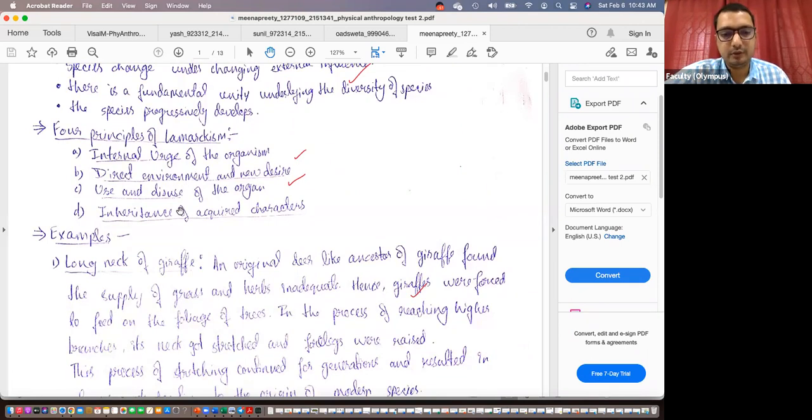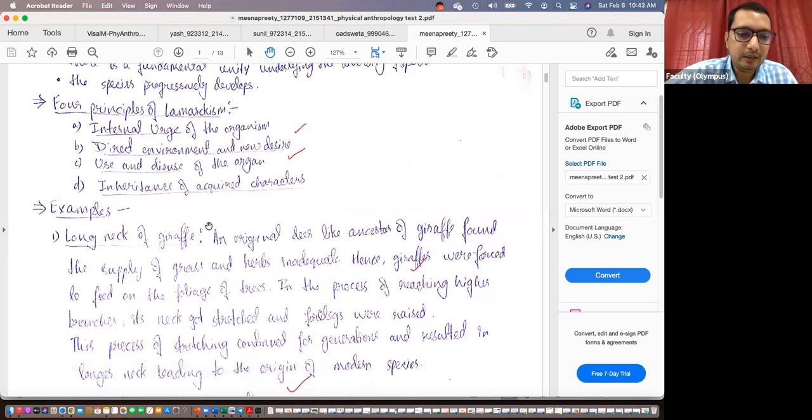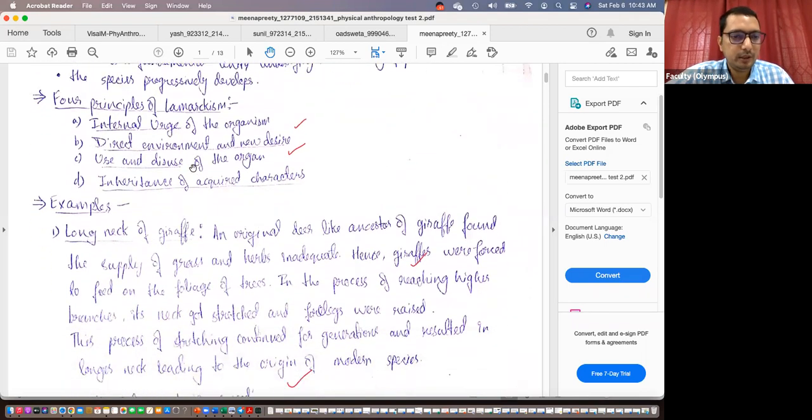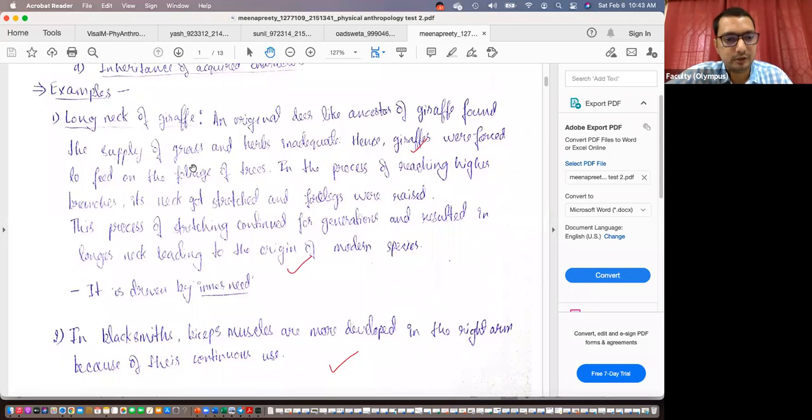This type of structure really helps, because even before the examiner looks into your answer, the structure is clear to him. Subconsciously, he knows the structure of your answer, so you are convincing him that you have written well. The four points you mentioned here are internal urge, direct environment and desire, use and disuse, and inheritance. One better way to present this is using the flowchart I was showing in the class. That can definitely make the presentation a bit better. But otherwise, these four points are important and the examples you explained concisely.